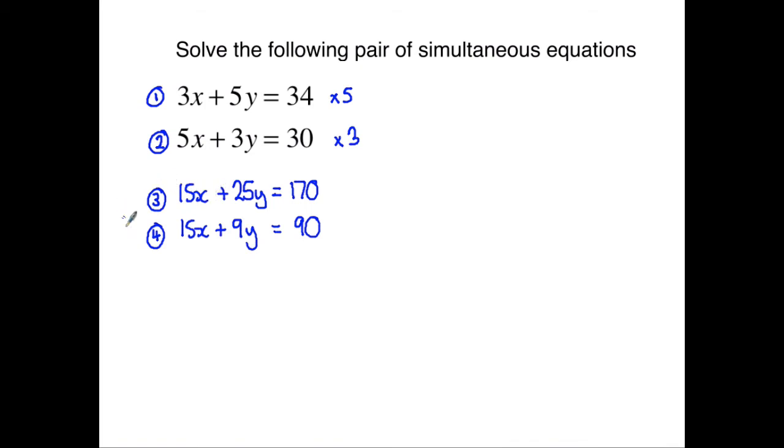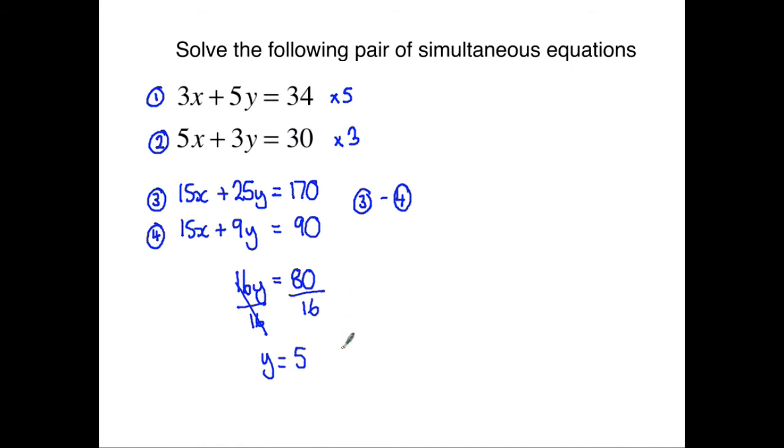So I've made two new equations here, number 3 and number 4, and here they've both got 15x as the first term. So if I'm going to subtract them, if I do number 3 take away number 4, 15x take away 15x will just disappear. Then I'll have 25y take away 9y, which will be 16y. 170 take away 90 is 80, and divide both sides by 16 gives y is 5.